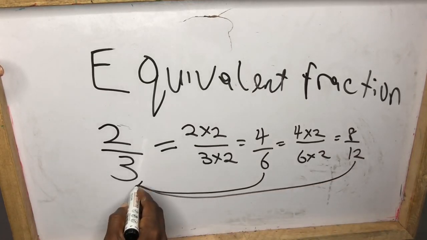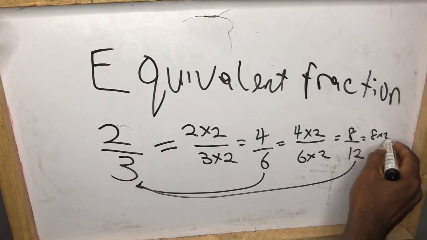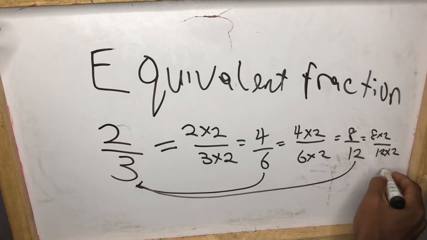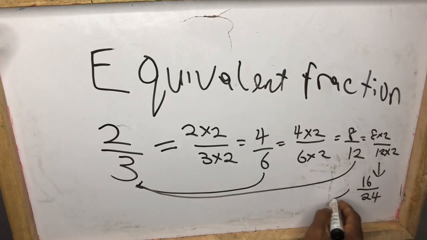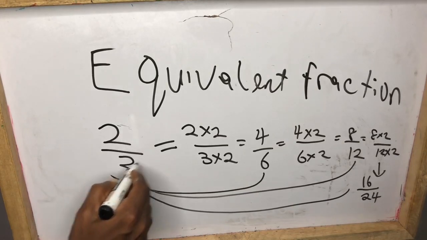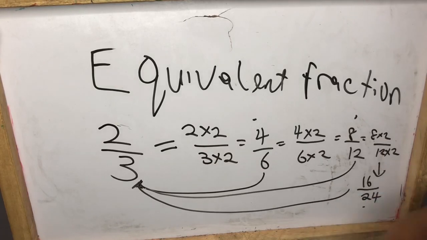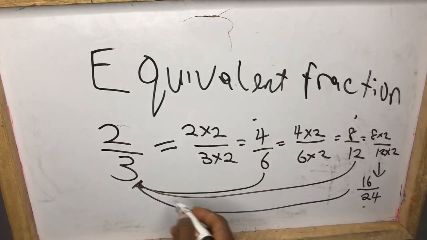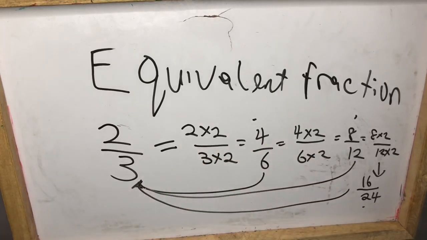If you multiply the numerator and the denominator of 8 over 12 by 2 again, you are going to get 16 over 24. So 4 over 6, 8 over 12, and 16 over 24 are the equivalent fractions of 2 over 3, because if you divide 2 over 3, 4 over 6, 8 over 12, and 16 over 24, they are going to give the same values. Although you can continue with that trend, it doesn't mean that the three I have done are all the equivalent fractions. We still have more equivalent fractions of 2 over 3.